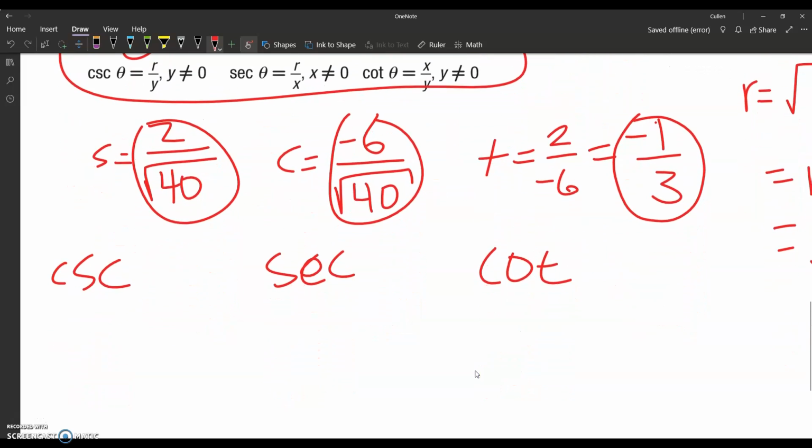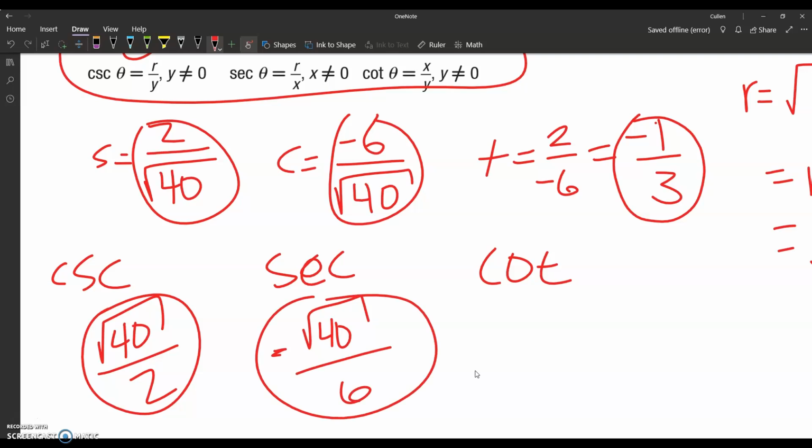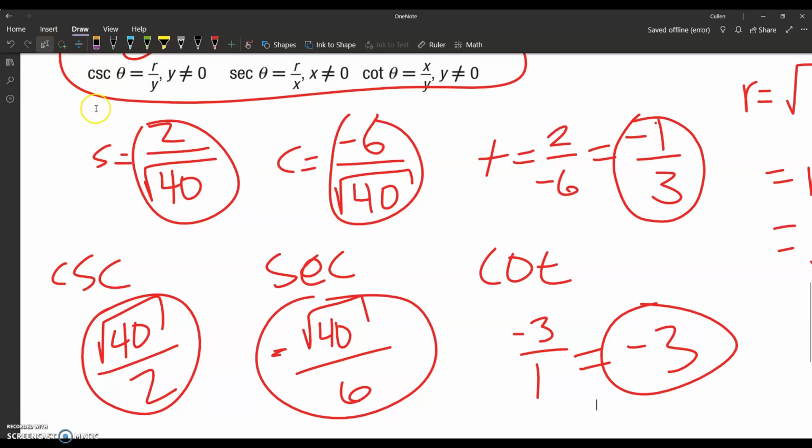Scroll down just a little bit. And then for cosecant, secant, and cotangent. Now you just flip your fractions. So I have a square root of 40 over 2 for cosecant. For secant, I've got square root of 40. This is negative, so I'm going to put the negative at the top. And then it's over 6. And the last one, cotangent. Go ahead and flip this one. When you flip negative 1 over 3, you get negative 3 over 1, which you can write, or I usually just write negative 3.